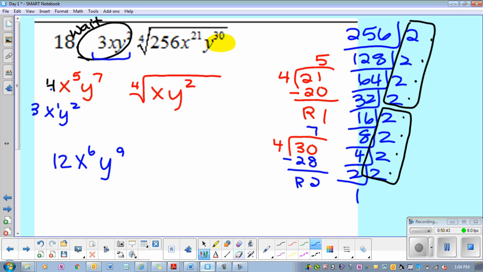When you multiply bases with exponents, you have to add the exponents. And then just bring down these guys, 4th root of x, y squared.